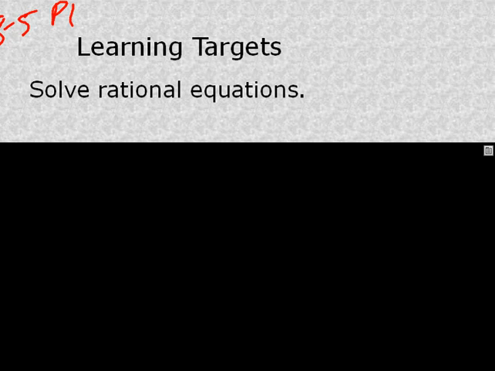We are covering 8-5 Part 1. So we're going to solve rational equations. Part 2 is about solving rational inequalities.